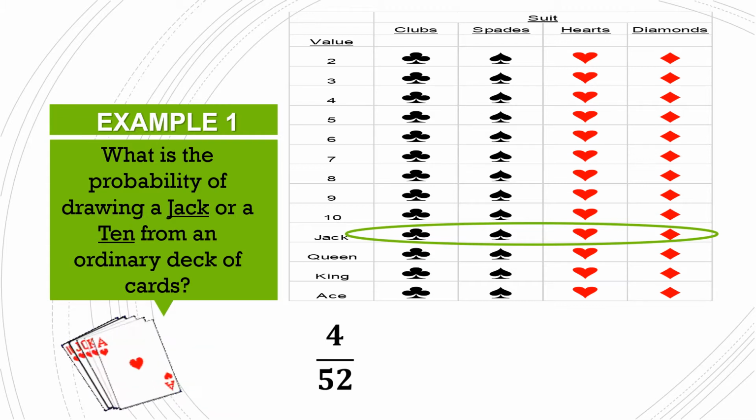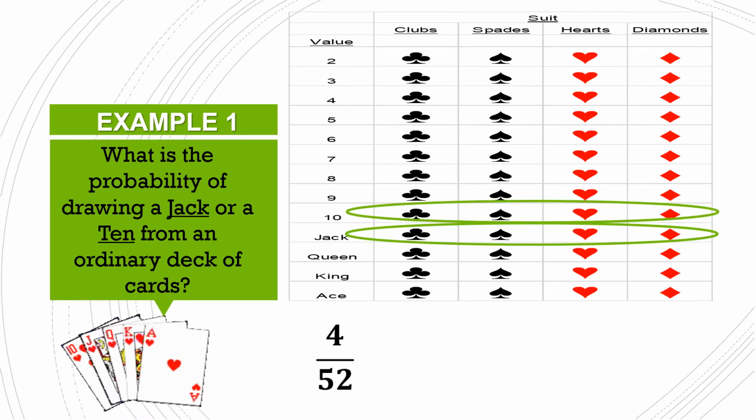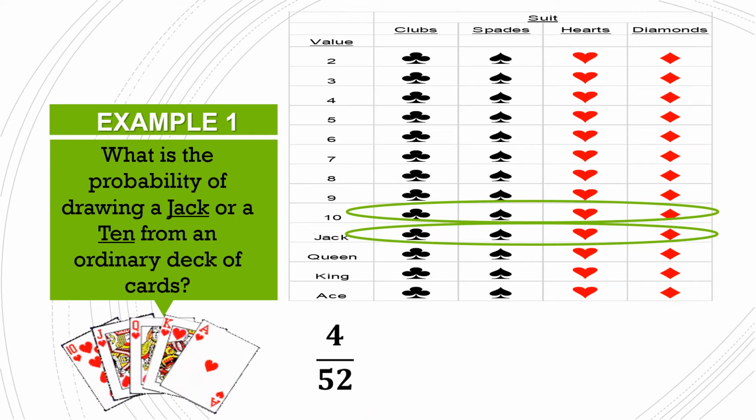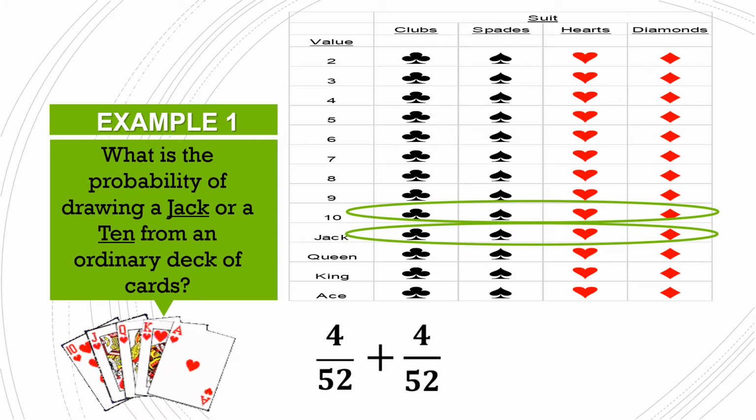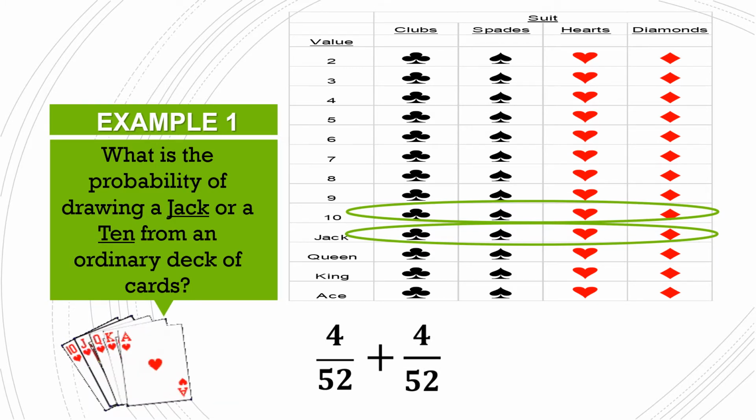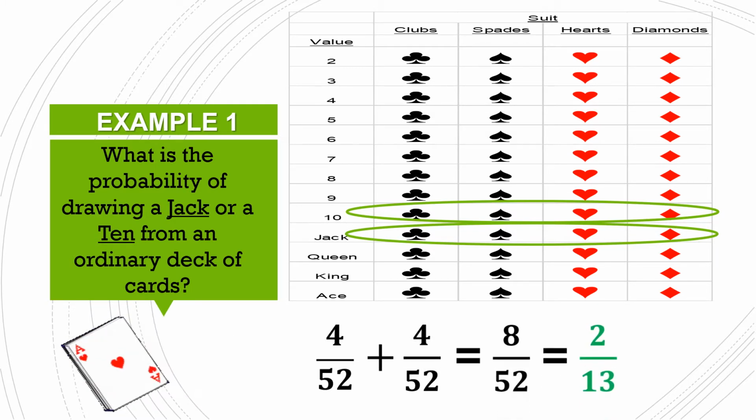And then we have to add, plus 10 from an ordinary deck of cards. So how many 10 cards do we have? There are 4 cards again. Tens. There are 4 tens. So plus 4 over 52. Solving this, 4 plus 4 is 8 over 52.